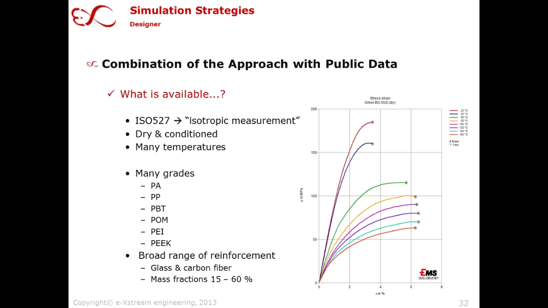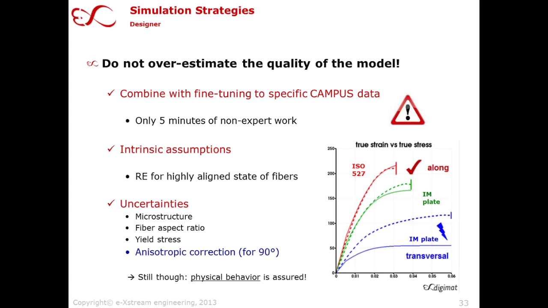You take the individual curve, mirroring what you get from your material supplier, and then you just reverse engineer your semi-quantitative model. And this semi-quantitative model is really only 5 minutes of non-expert work, so just loading in a curve and a bit of tweaking the material properties so that the generic model then fits your individual model coming from a public database, or of course your own measurement that you have performed.